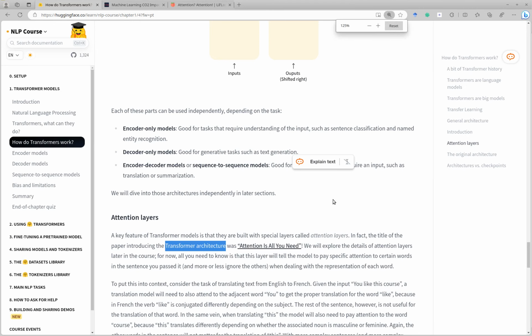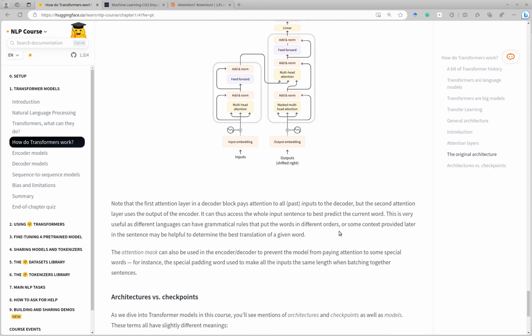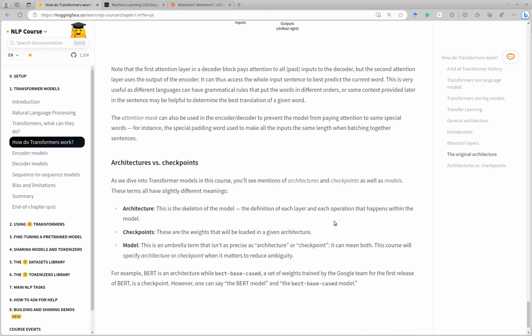Okay, so after going through this one, I want to go back to the content. So this is all about the architecture. Now we have some terms like architecture, checkpoints and models. They are a little bit confusing and a little bit similar. Let's dissect them.